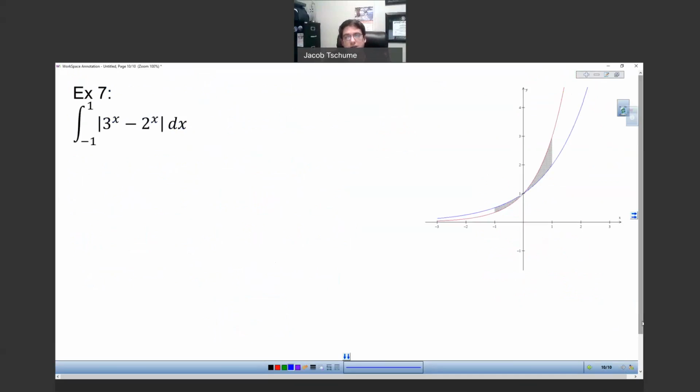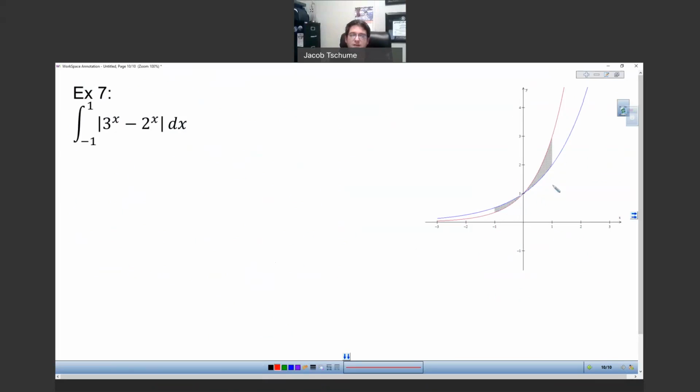So let's do one more that's not trig, and also one that's a little bit easier to recognize where it splits up. So what is the integral from -1 to 1 of the absolute value of 3 raised to the x minus 2 raised to the x dx? Now looking over here at your graph on the left, these are both exponential functions, but they look very similar. So making sure you get which one is which is very vital at this point.